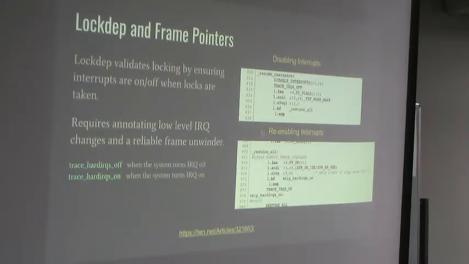You do that. But one of the things that lockdep also requires is a pretty good unwinder. So I implemented one. Previously, the unwinder just looked through the stack and found anything that looked like code, and that was one of the stack frames. Now we use proper frame pointers, and we can do the stack unwinding with frame pointers, so lockdep works better now, and that was helpful.